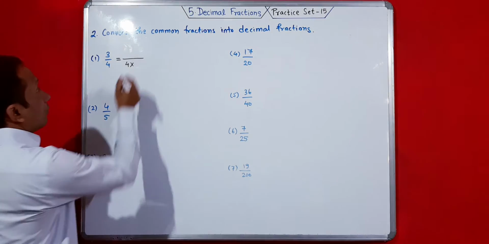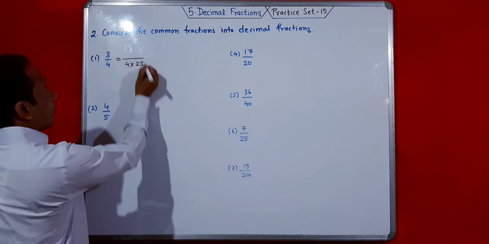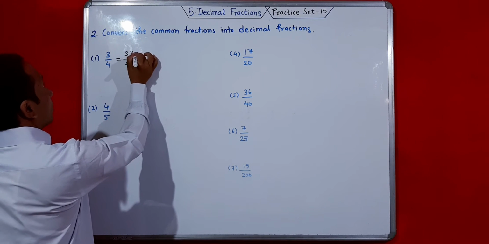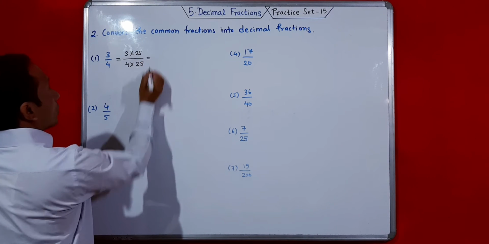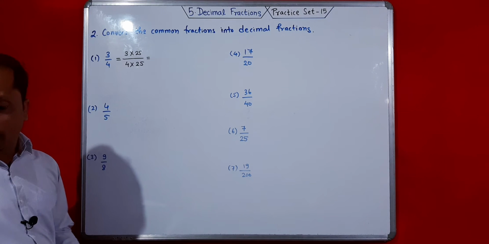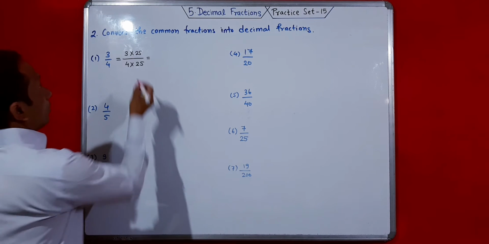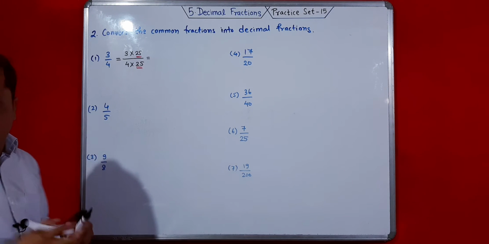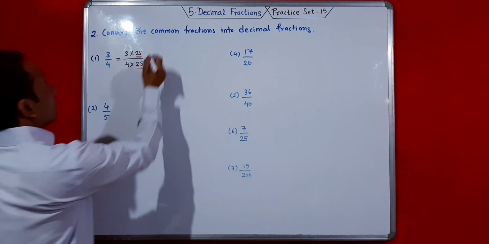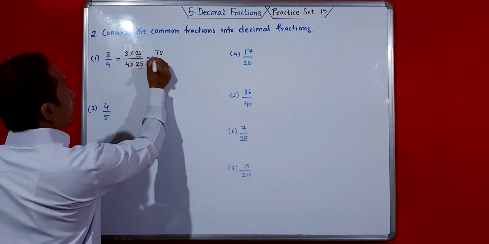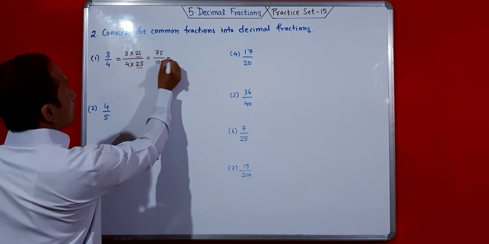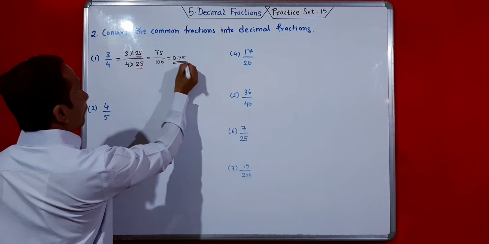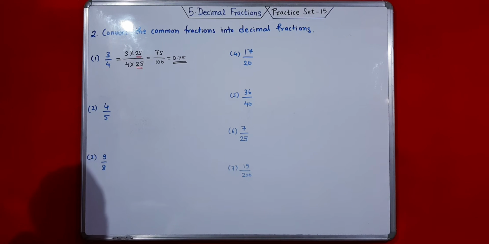If I multiply 4 by 25, I will get 100. So I have to multiply the numerator by 25 also. This is the number by which I will multiply, 25. Now I will get 75, and this will be over 100. So 75 divided by 100 is 0.75. This is your decimal fraction. In this way you have to do.